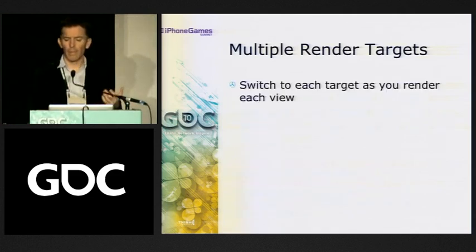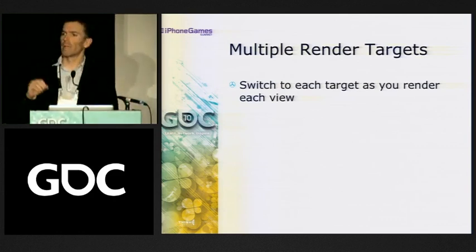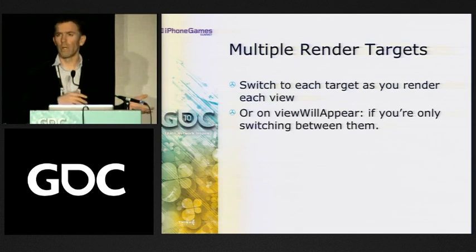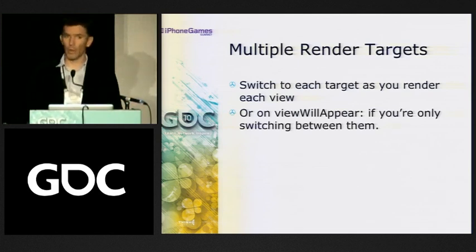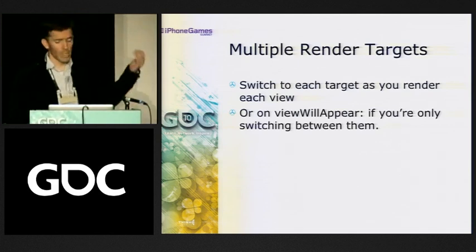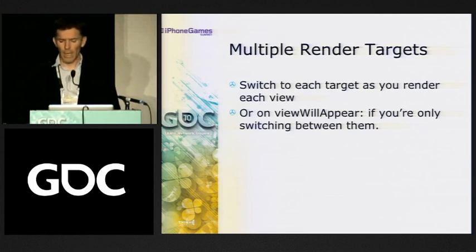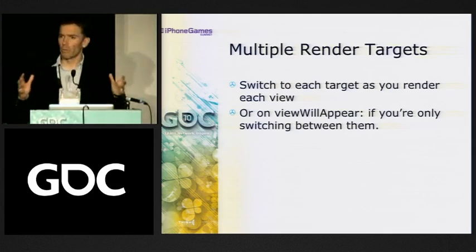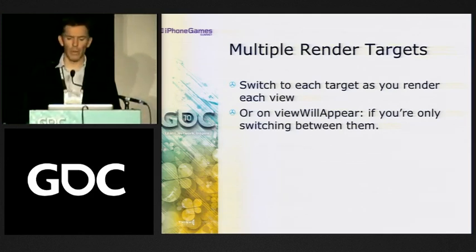And you can do that either at the beginning of the render, whenever you're going to start rendering the scene, you can switch to that. Or if you're never rendering at the same time, you can switch only when you get the view will appear call. That's what I do right now. And that works great. And you can definitely destroy one and then recreate it later if you want to do that, so you don't have your front end always loaded in memory. That works really well.